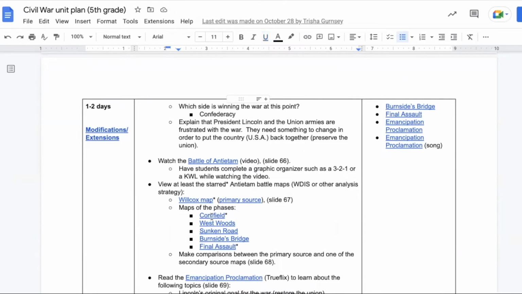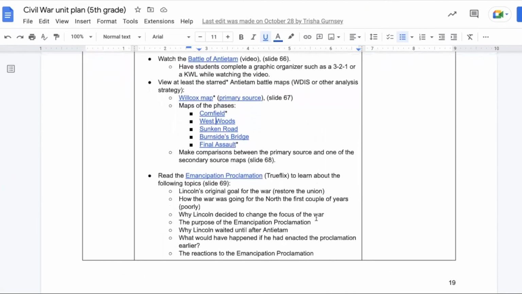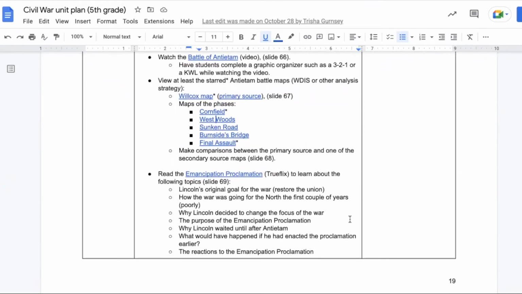The Battle of Antietam seems to be this item, and students can take a look at the maps of different aspects of the Battle of Antietam and make comparisons between the primary source and one of the secondary source maps. Then we move into the Emancipation Proclamation. Read about the Emancipation Proclamation and discuss that Lincoln's original goal for the war, which is simply to put the Union back together, gets switched with this proclamation. Lincoln has to wait until after Antietam before he can enact the proclamation because he needed the Union to appear to be winning the war rather than the Confederacy.